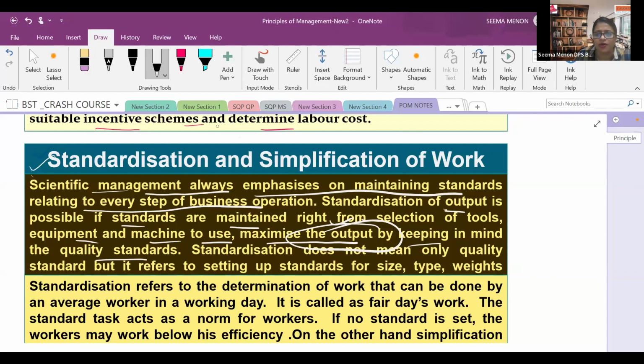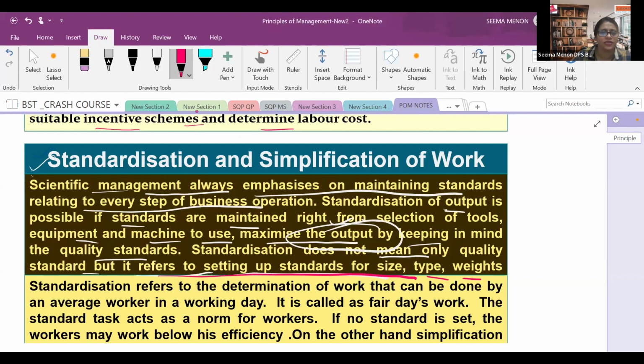Standardization does not mean only quality standard, but it refers to setting up standards for size, type, and weight. Everywhere you have to maintain the standard. For example, a mobile phone or a laptop will have a standard size. For some commodities we consider the type; in ready-made garments, there are types like extra large, double extra large. Some commodities are sold by weight, so there will be a standardized weight. We never see a packet of chips or a biscuit of 5 kilograms. Biscuits are at most 100 gram, 200 gram, 500 gram. So everywhere a standard weight should be there.